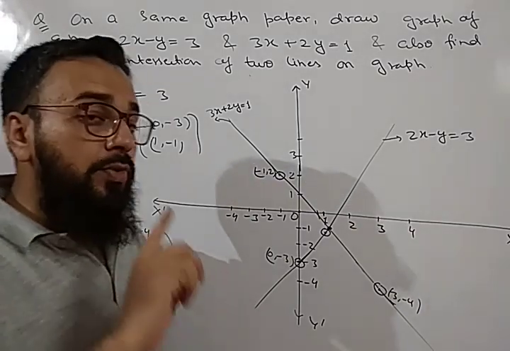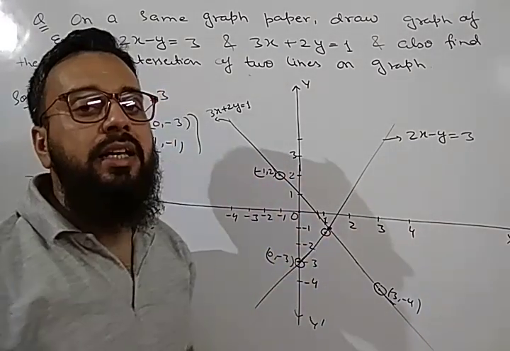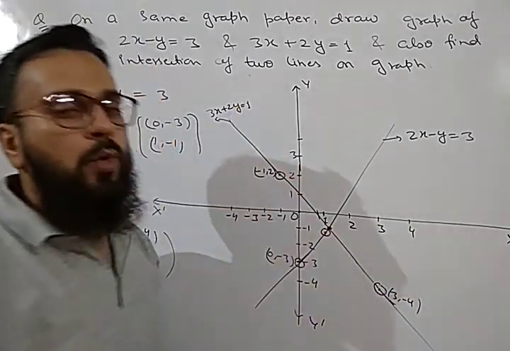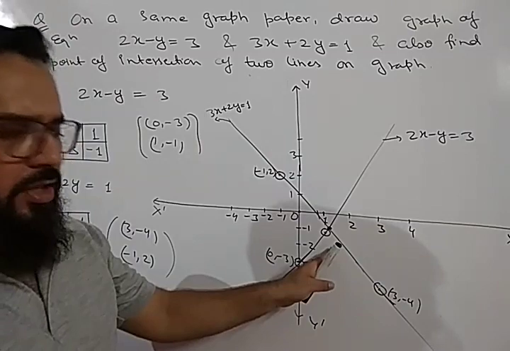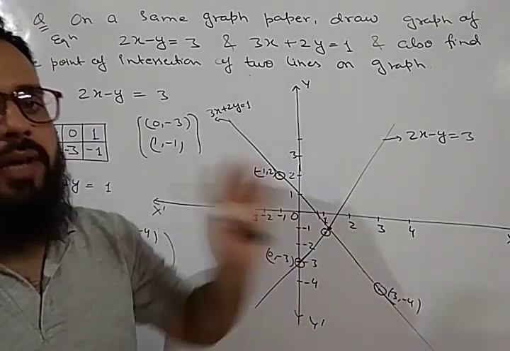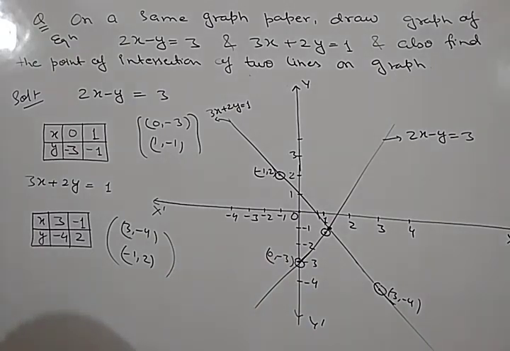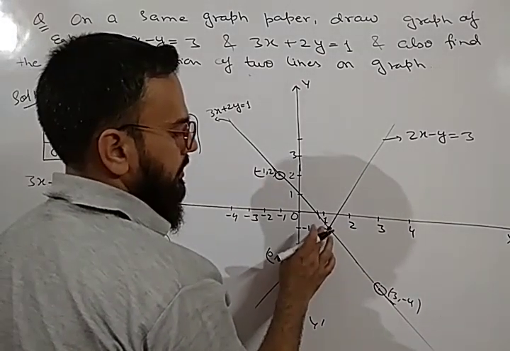When you draw this graph on the graph paper, only then will you be able to find out the exact value of this particular point of intersection. On the board it is not possible to get the accurate value, but I am just telling you what this value will be. Both the graphs are intersecting at the same point.